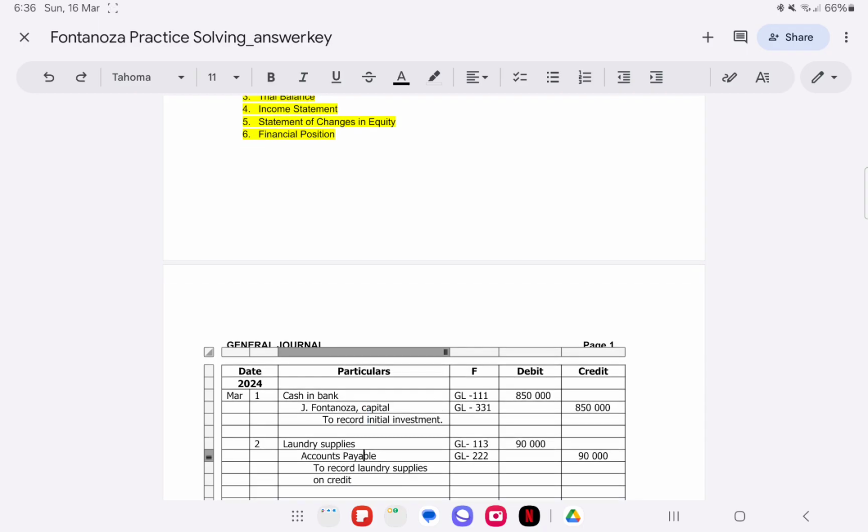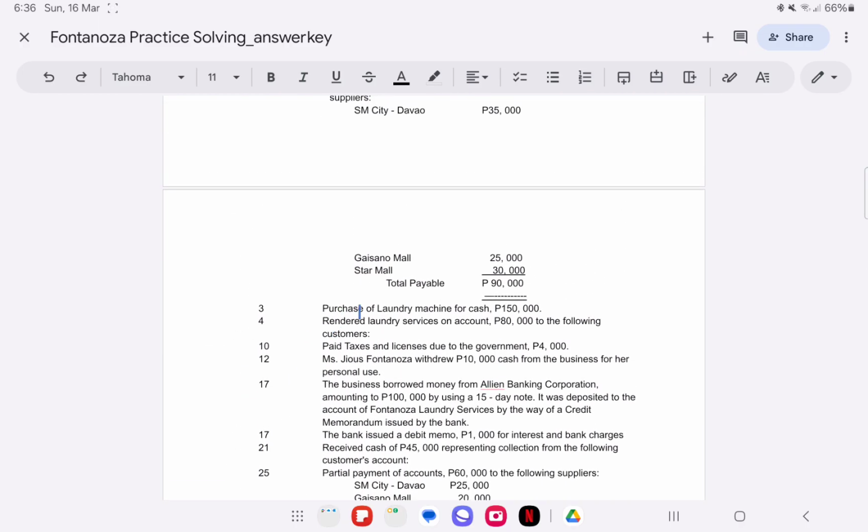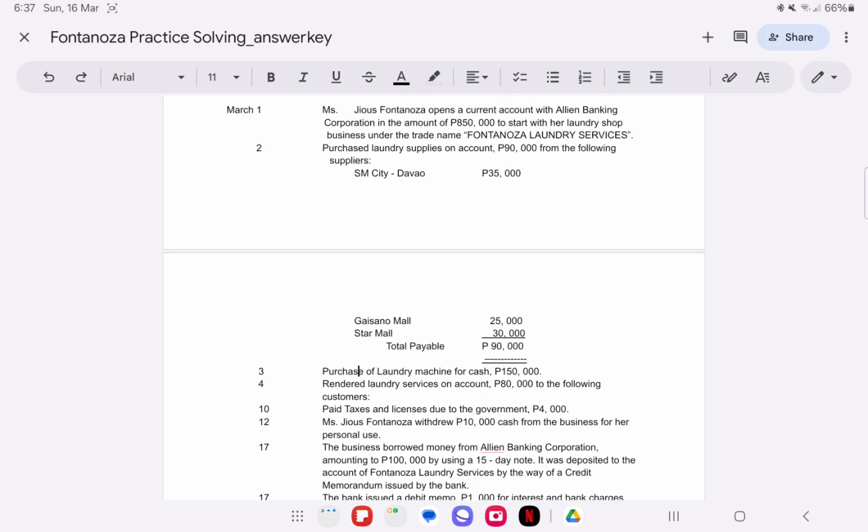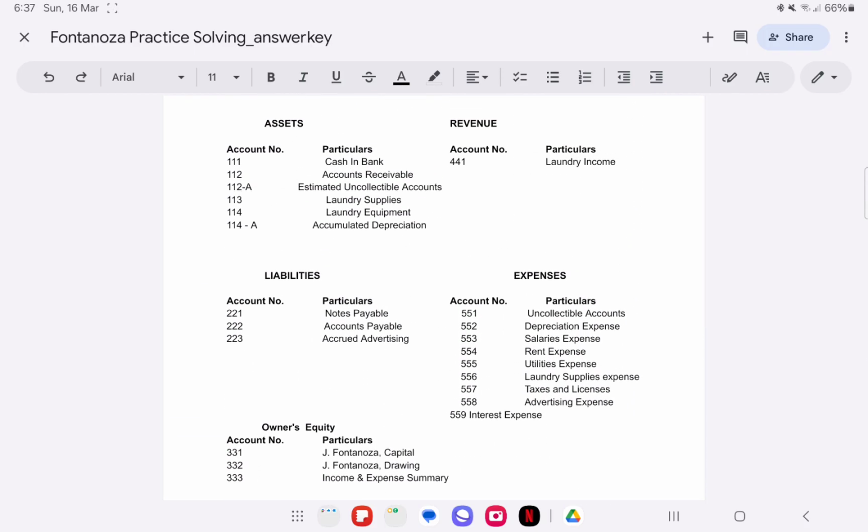Then skip one row. So go back to transaction number 3. Okay, purchase of laundry machine for cash, 150,000. So what would be your value received? Okay, laundry machine. So do you think there's a laundry machine in the chart of accounts? Since you're going to purchase a laundry machine for your business and it is paid for in cash, 150,000, of course what you receive is the laundry machine. So let's look.